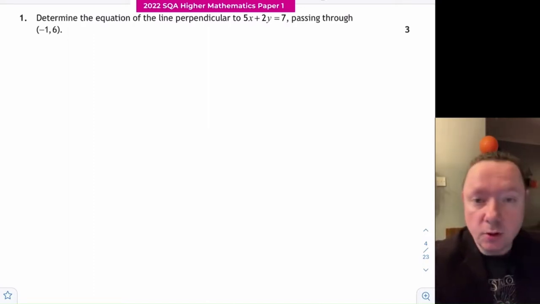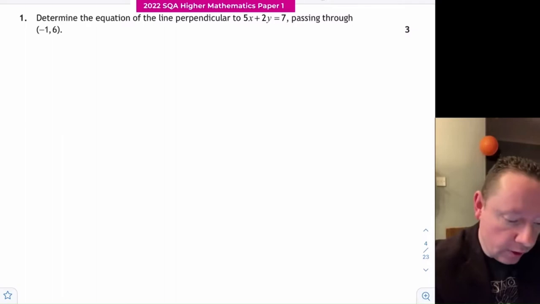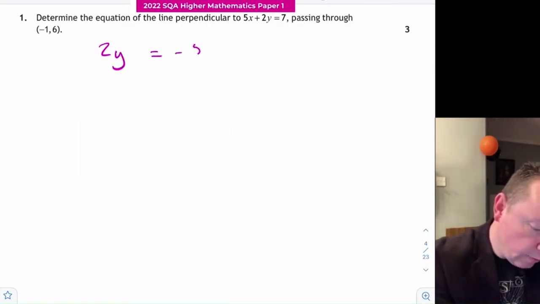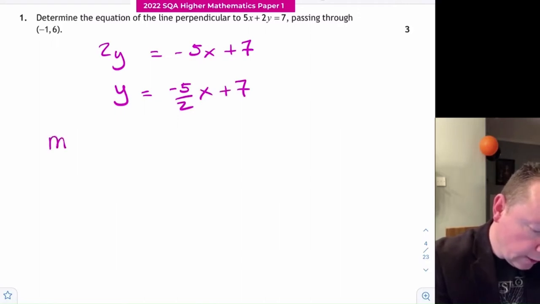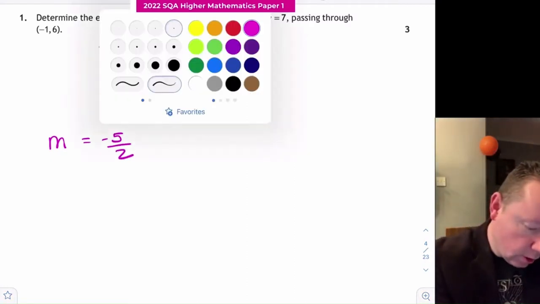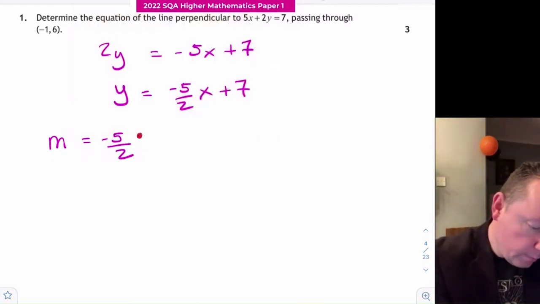So we've got 5x plus 2y equals 7, so we need to work out, or state, the gradient of that line. So I will do some work for that. We've got 2y equals minus 5x plus 7, so y equals minus 5 over 2 x plus 7 over 2. So the gradient of this line is minus 5 over 2, and you get a mark for working that out. So there's your first mark there.